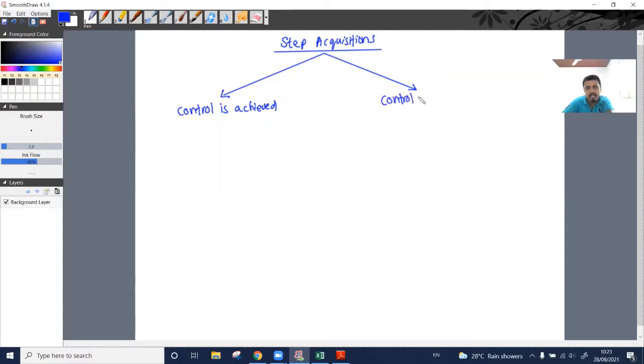we can maintain the control. Control is maintained. Through a step acquisition, we can achieve the control, or we should be able to maintain the control. Examples, if I take this one, control is achieved. This can happen in two ways.